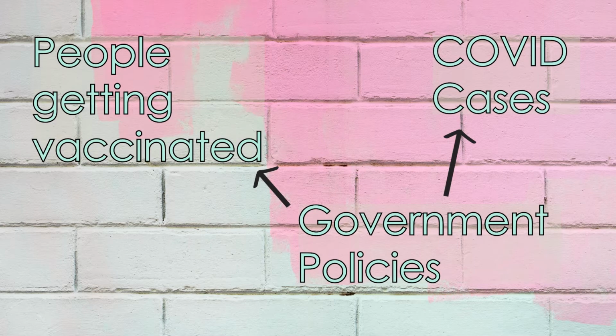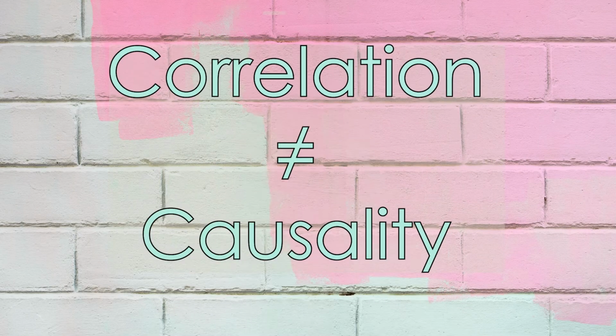There might be some factors that can cause both. For instance, when the government policy changed, for example, when the mask mandate is lifted or more businesses are allowed to open, it can cause more people to go out and get their vaccine. It can also cause more cases. As I mentioned earlier, correlation is not causality. Let's keep that in mind.